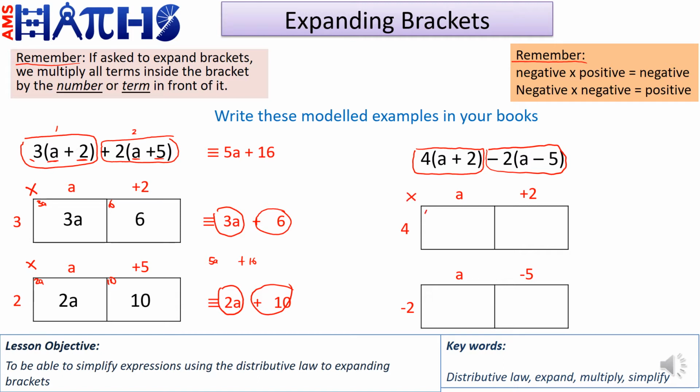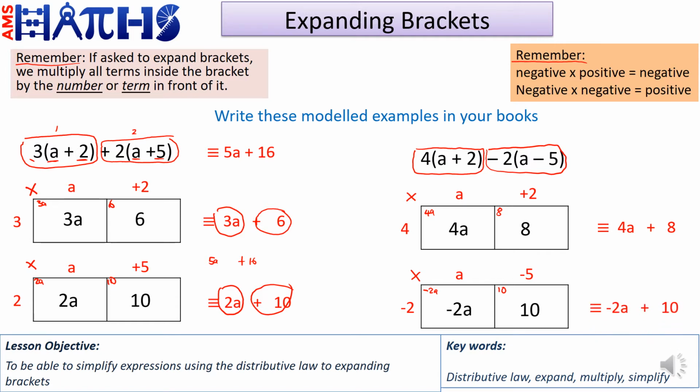Now we're going to multiply the numbers in each grid to see what we come up with. So 4 times a will give us 4a, and 4 times 2 will give us 8. So we end up with 4a plus 8. And then we'll do the other grid, multiplying minus 2 times a gives minus 2a, and minus 2 times minus 5 gives us 10. So that grid gives us minus 2a plus 10.